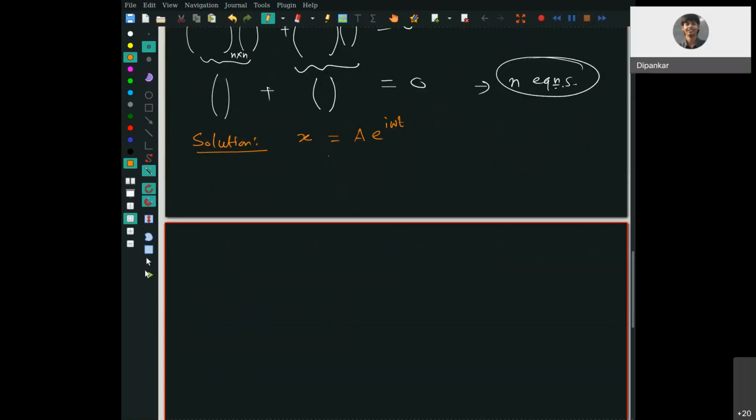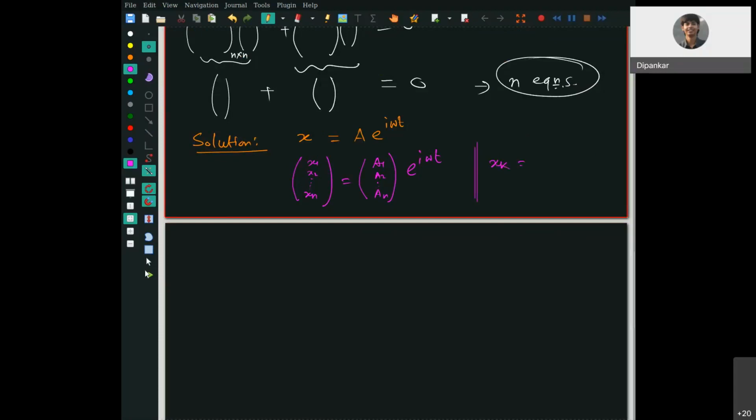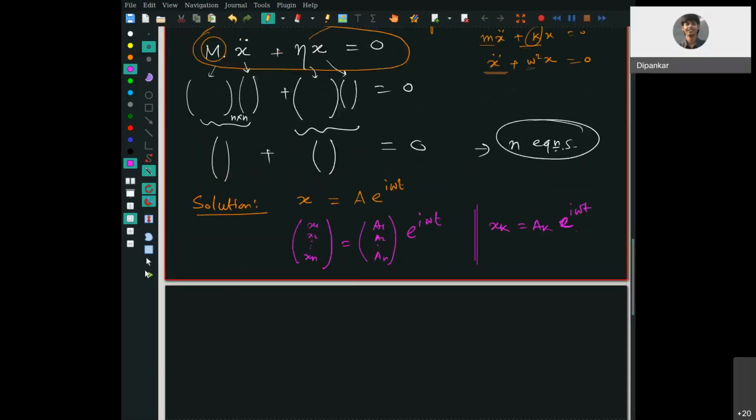So what I mean by this is that this actually breaks down to x1, x2, dot dot, xn equals a1, a2, dot dot, an, times e to the power i omega t. This is my solution. That means my kth coordinate, xk, will be oscillating as ak e to the power i omega t. Now, unlike in the usual simple harmonic scenario, I cannot determine the omega in a straightforward manner here.